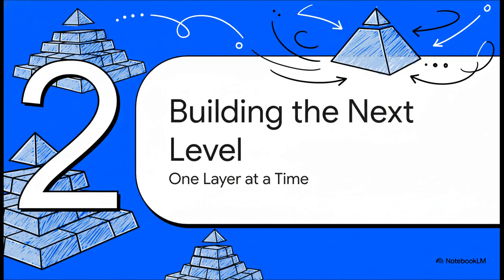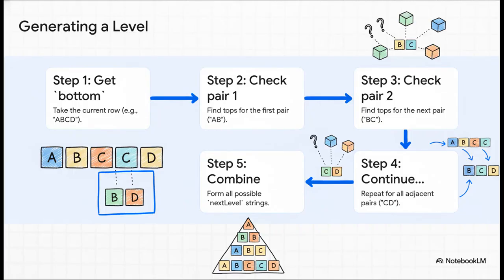How does the code actually go about building this thing? Let's dig into how it figures out what the next level up could even possibly look like. The process is actually pretty methodical, pretty smart. Think of it like the code is sliding a little two-block window across the bottom row. It starts with the first pair, say AB, and looks up all the possible blocks that can go on top. Then, it just slides that window over to the next pair, BC, and does the exact same thing, and then CD, and so on. Once it's done that for the whole row, it combines all those possibilities to figure out every single potential next level.